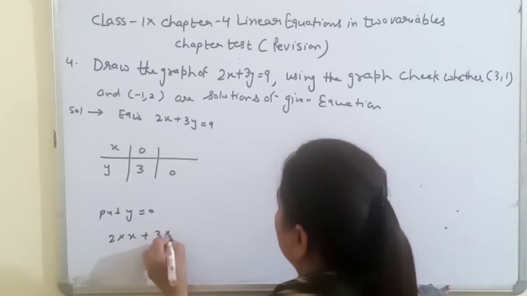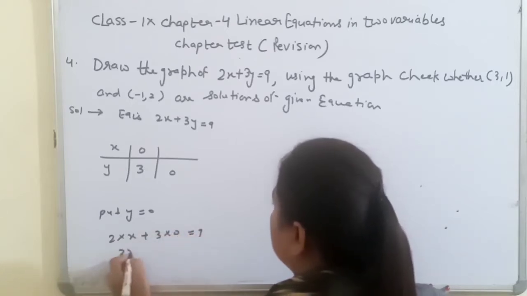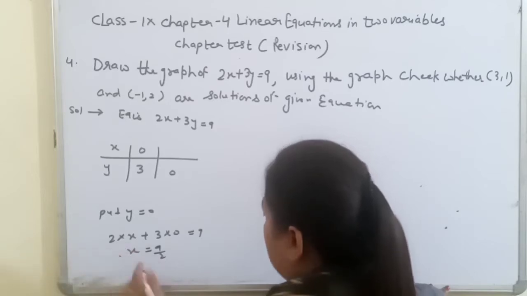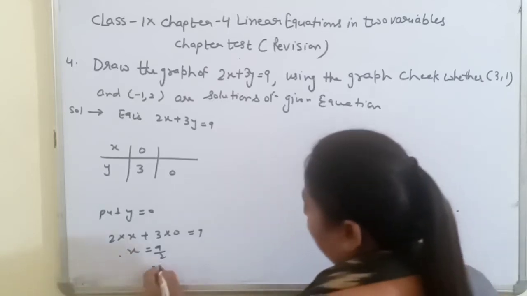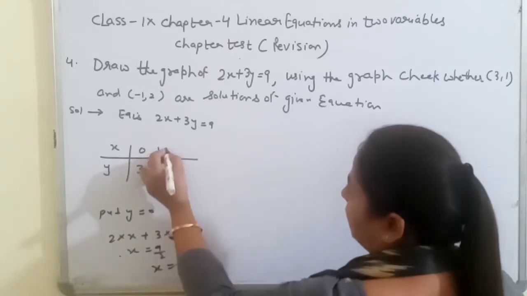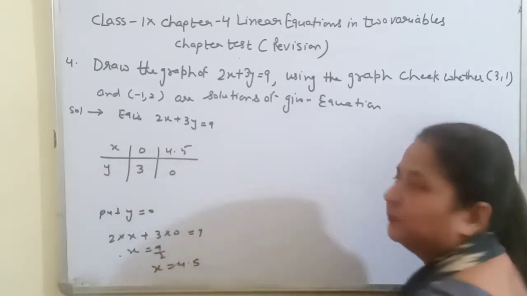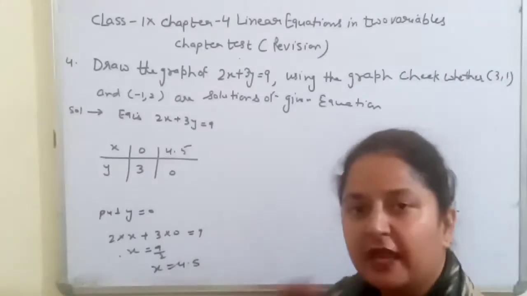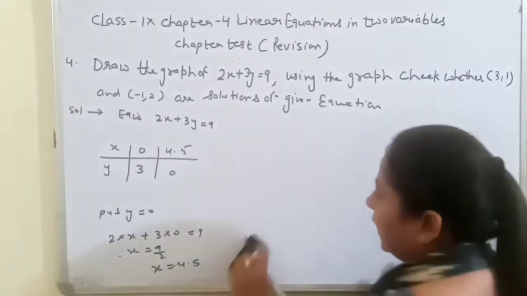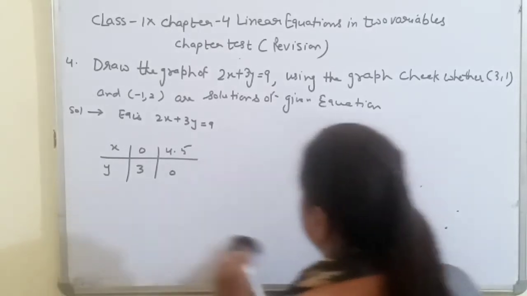2x plus 3 into 0 equals 9, so 2x equals 9, x equals 9 upon 2, which is 4.5. So this was the table. When the equation is 2x plus 3y equals 9, you can substitute any value. Again I am repeating, instead of 0 you can substitute any value.